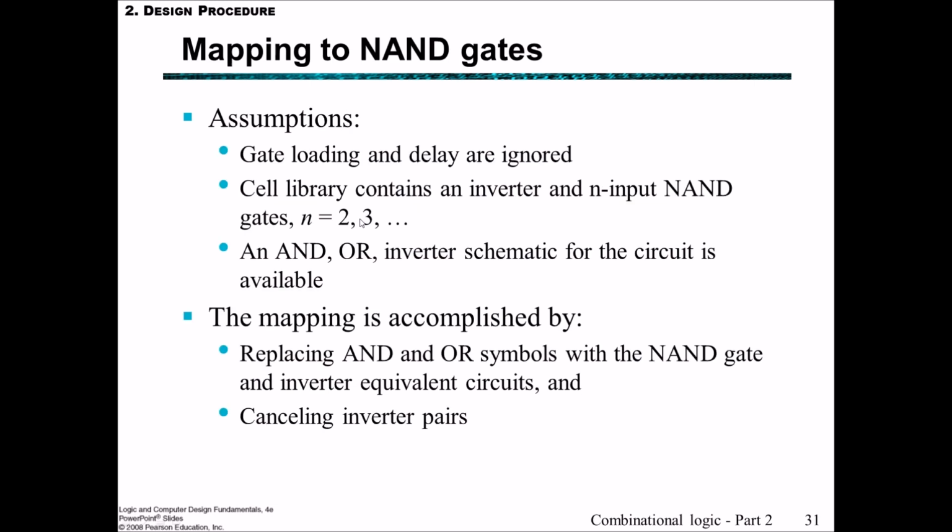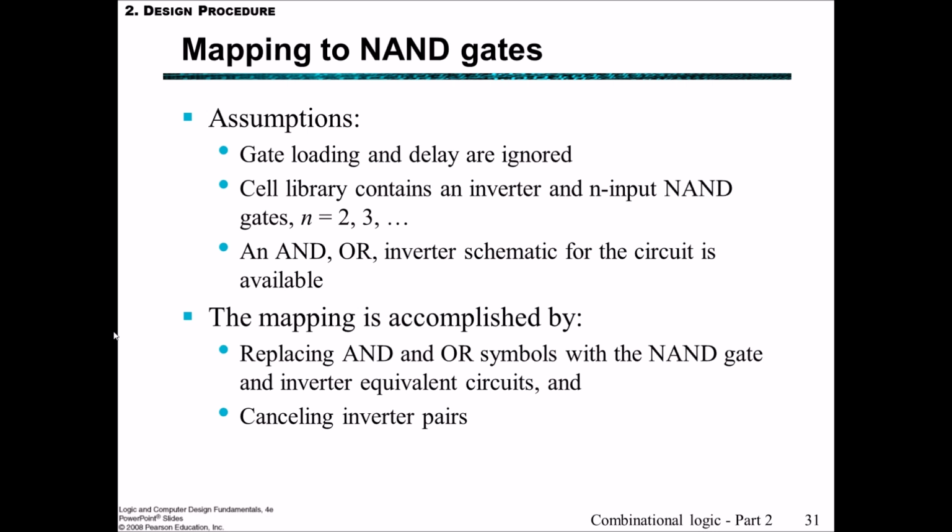In order to map to the 2-input NAND gates, we have to assume that the gate loading and the delay is ignored, and we will look at that more in later lectures. We have to assume also that the cell library contains an inverter and an n-input NAND gate where n is equal to 2, and we also need the AND or inverter schematics for the circuits.